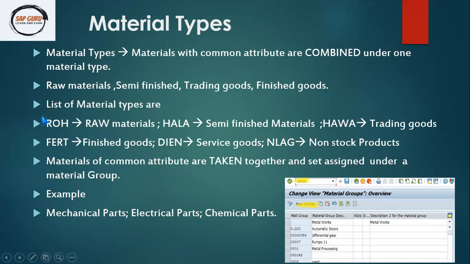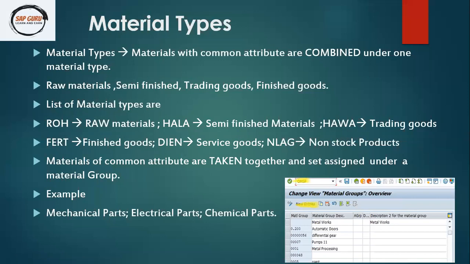We refer to them in SAP with technical terms like ROH and HALB. I think there is some mistake here; I will correct this. And then HAWA, FERT, DIEN, NLAG. There are different types of materials, each with a technical term so that you can easily identify them in the selection. When you are creating through the T-code MM01, you can identify which material types are to be created. You can select that and create the material master.